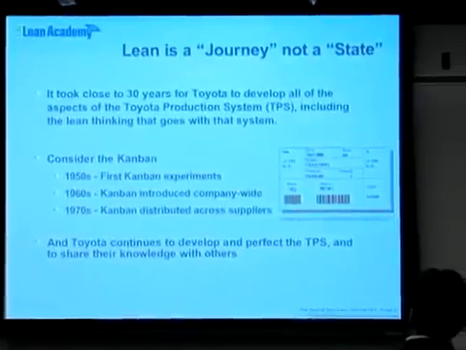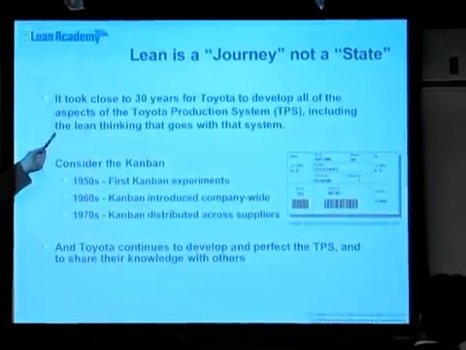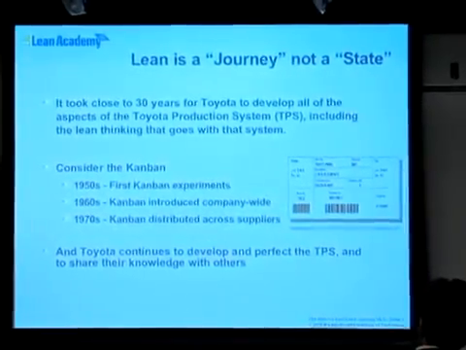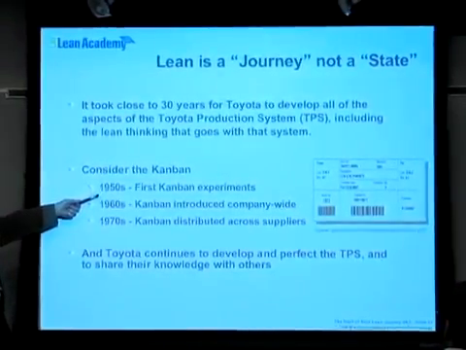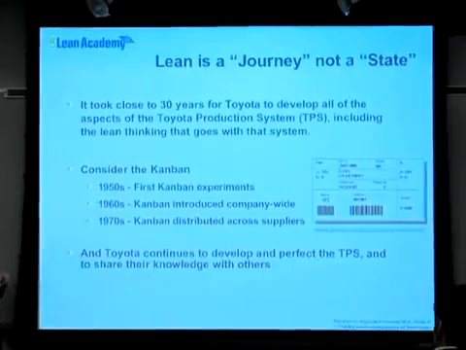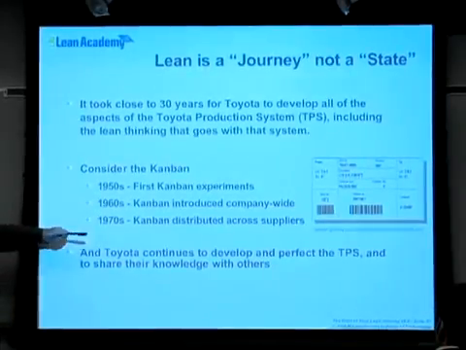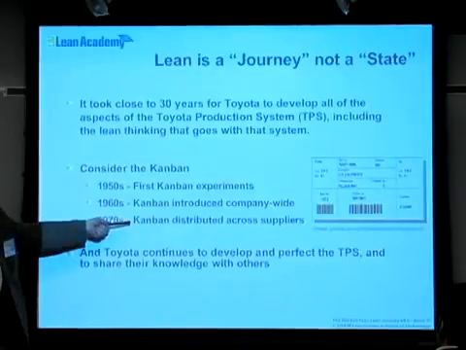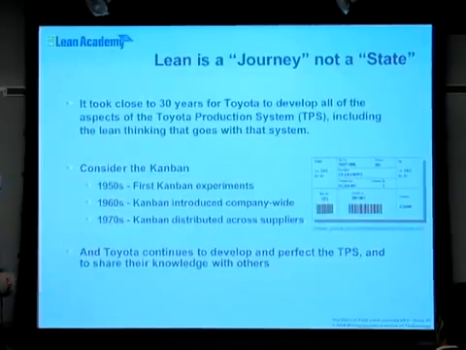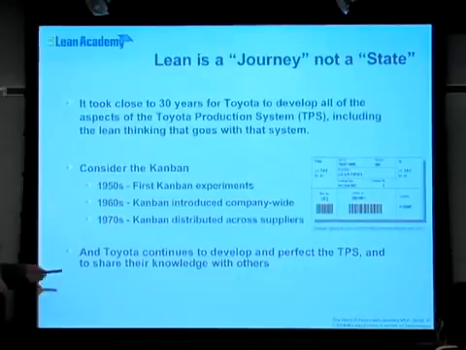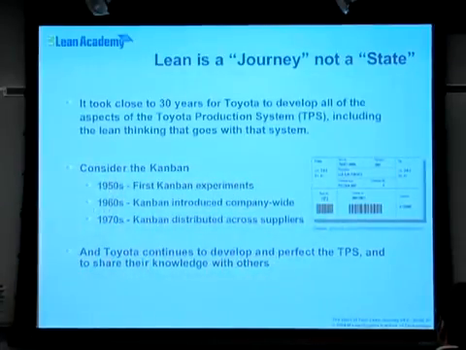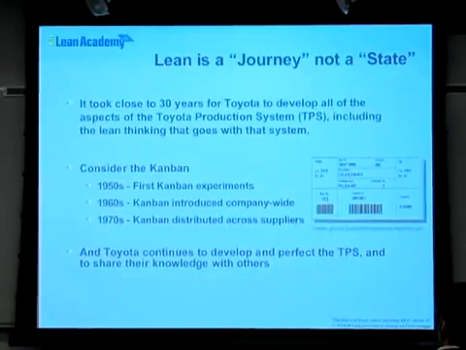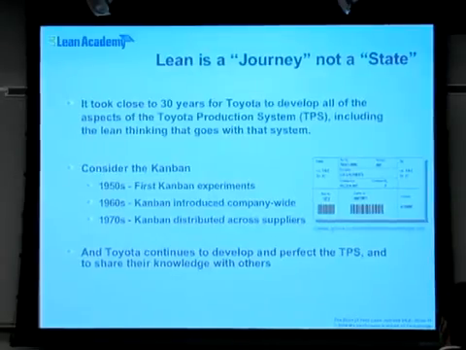So it took 30 years for Toyota to develop all aspects of this system. You can see that they did their early experiments with Kanban in the 50s. It took them 10 years and they put it company-wide. Then they drove it all the way down to their first, second, and third tier suppliers, and they're continuing to develop what we call the Toyota production system. Boeing now, for example, calls that the BPS, the Boeing production system, which is basically the Toyota production system, and they're very, very proud of that.